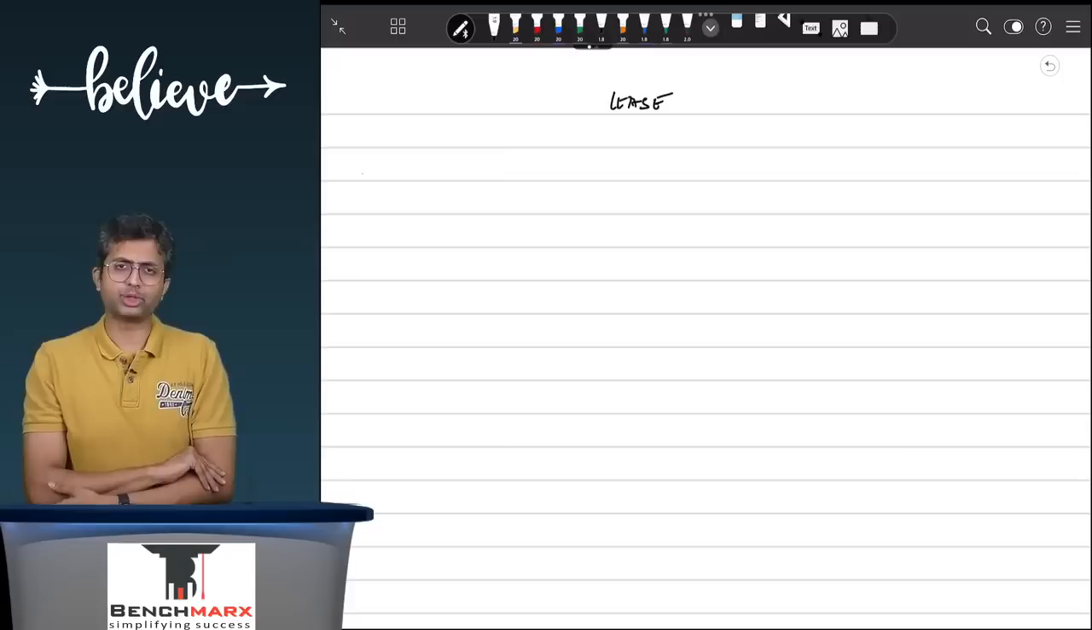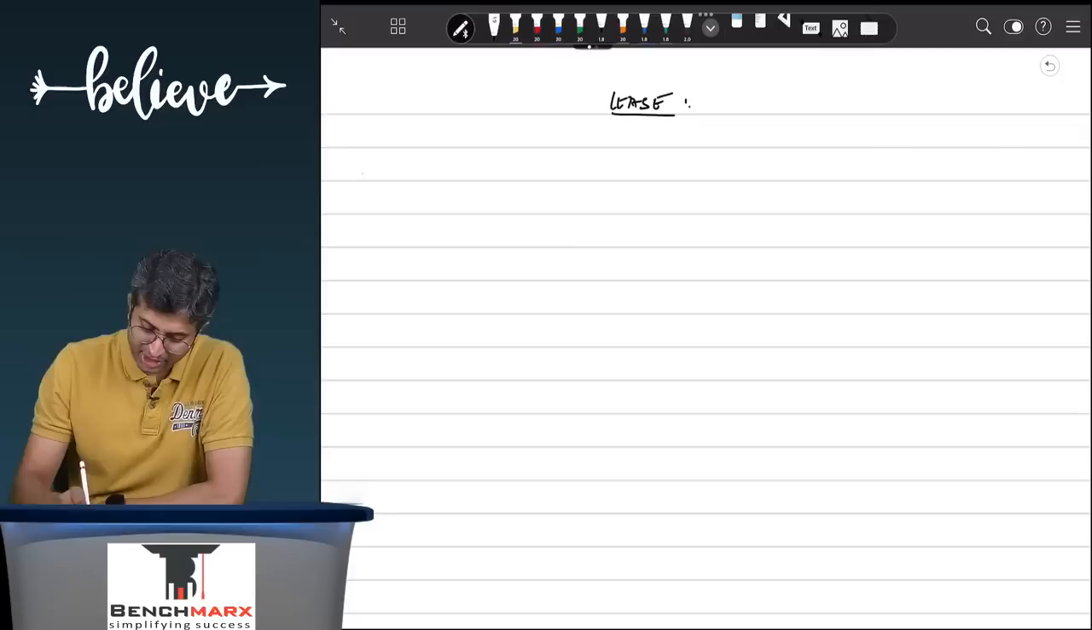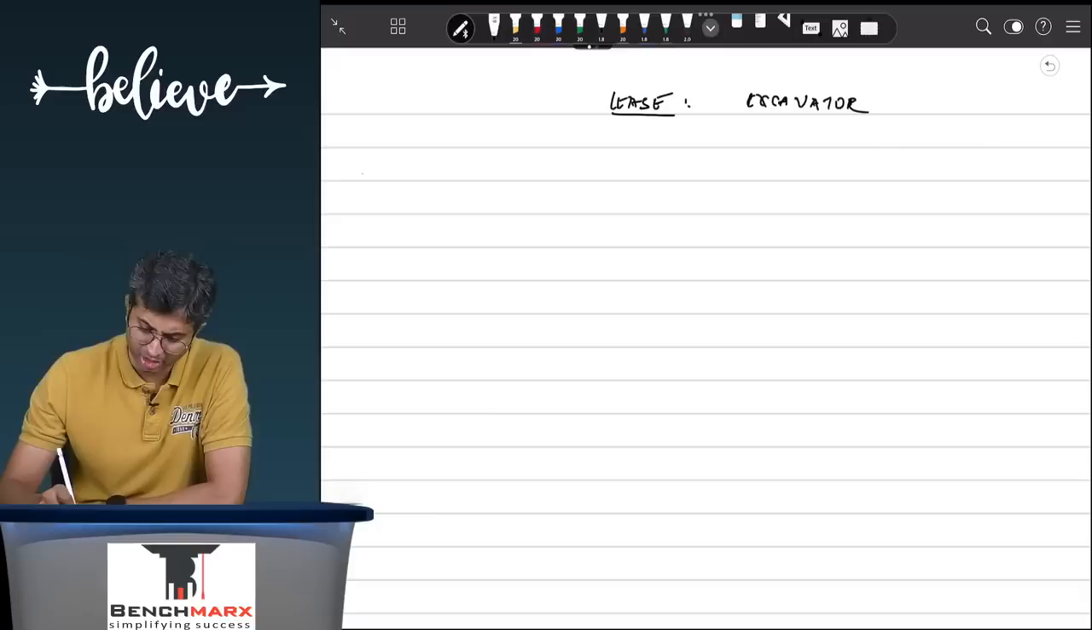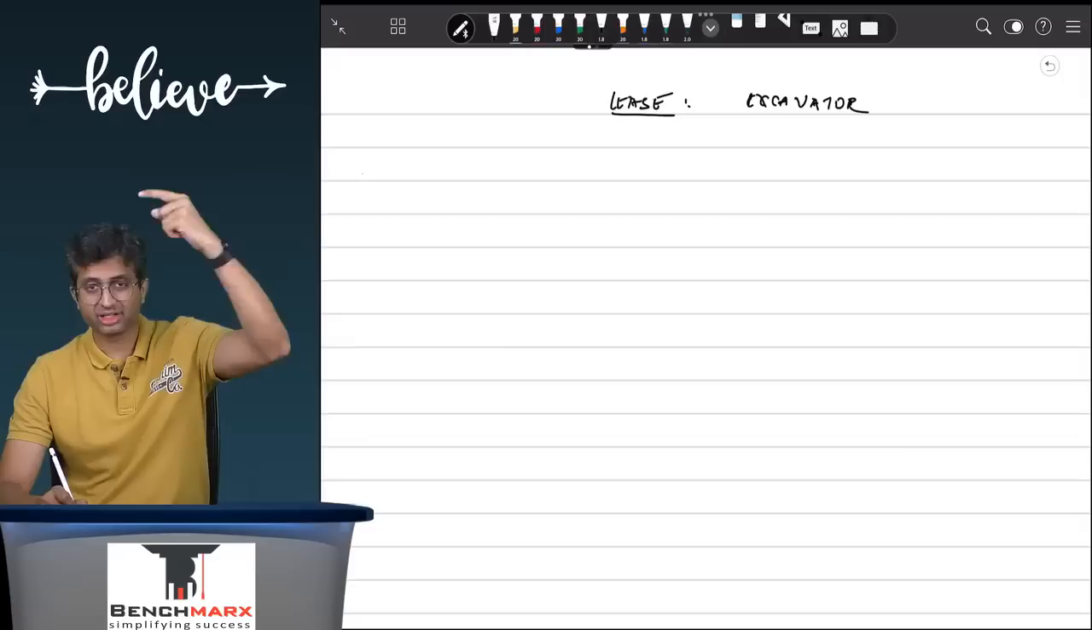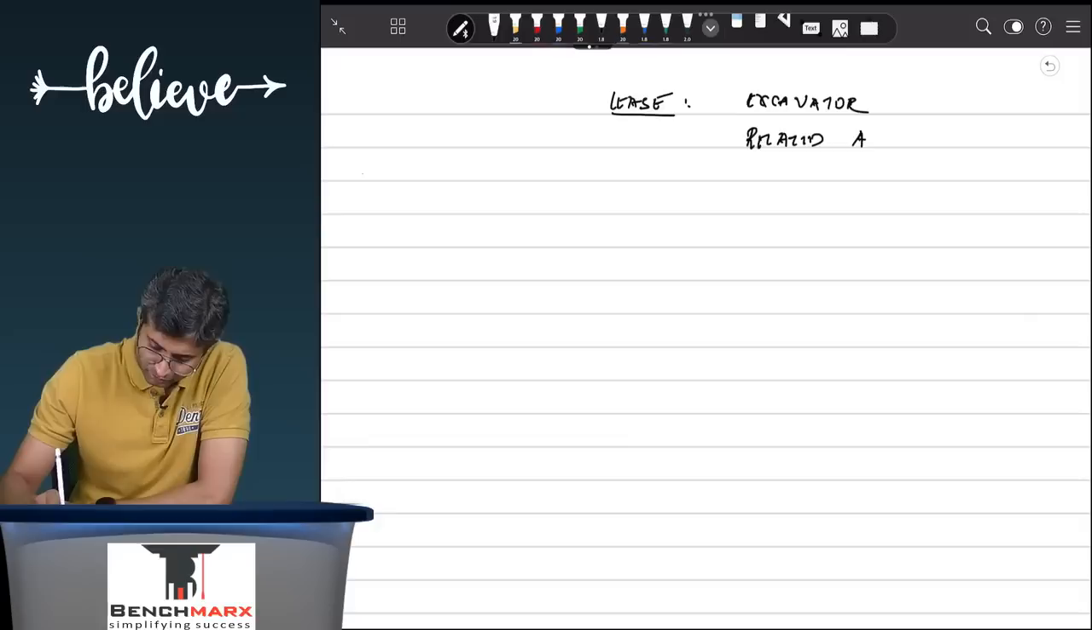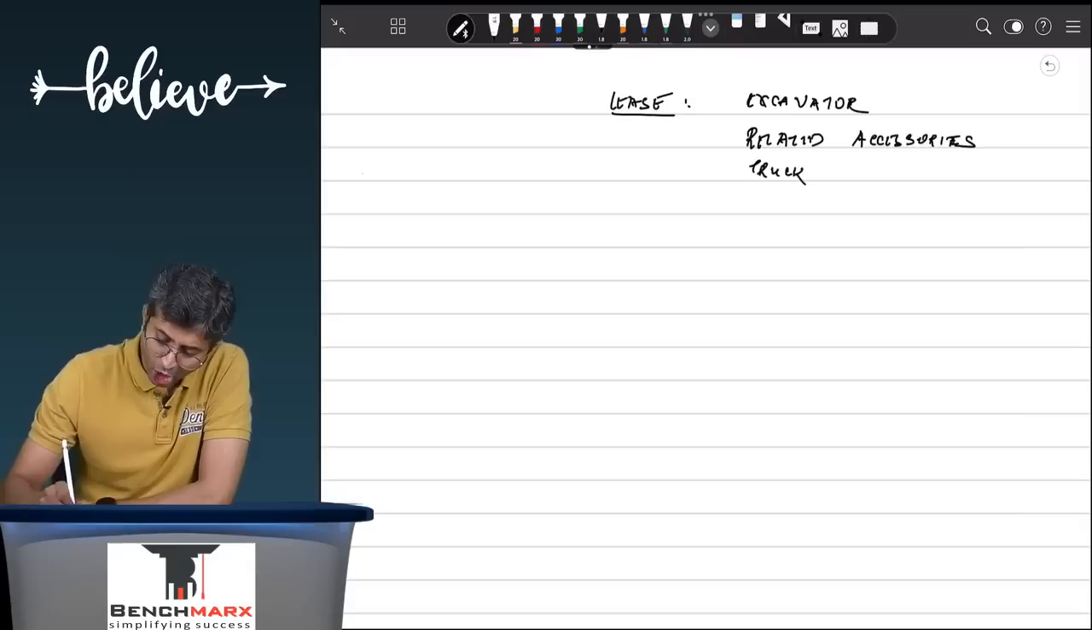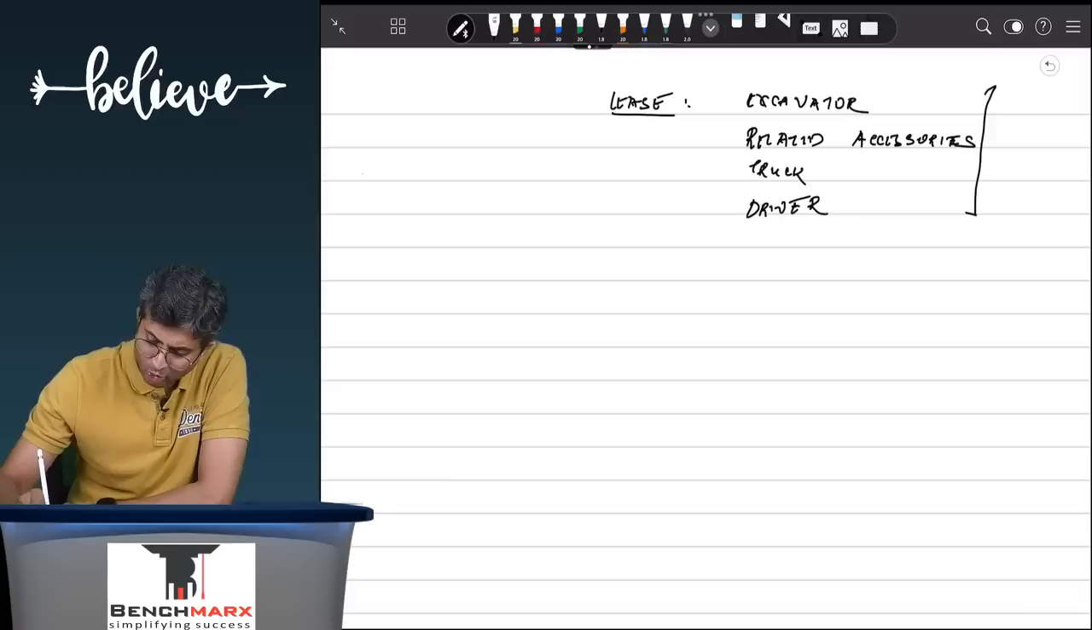So over here in your lease agreement, you have said that you want the excavator, which brings up the mining output, the related accessories like the wires, the pulleys, the ropes, etc., a truck which can be used either in this project or some other project, along with the driver of the truck. So for all of these together, we have agreed to, let us say, pay 1 lakh rupees.